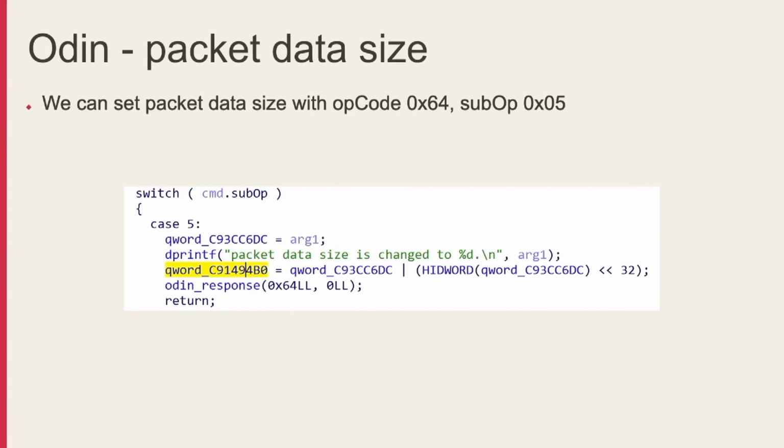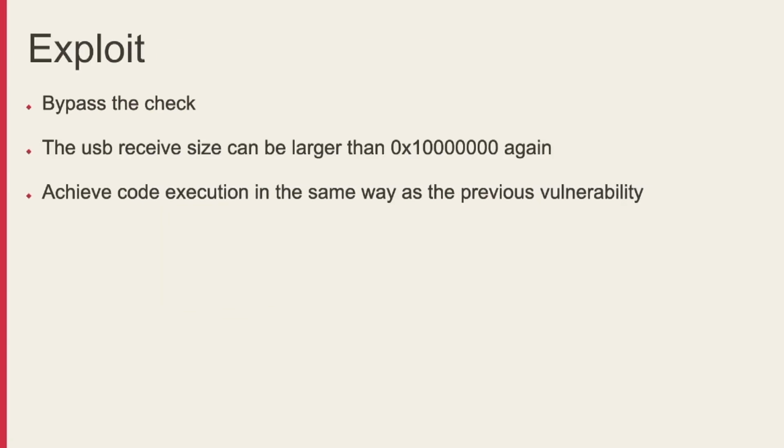After cross-referencing this value with other areas of the system, we found that it can be changed by ODIN request. According to the debug message, we know it is used to specify the size of data packets. The value doesn't have any checks. Therefore, if we set the size of data packet to a large amount, we can bypass the check that Samsung added in October 2019 and exploit the same buffer again.